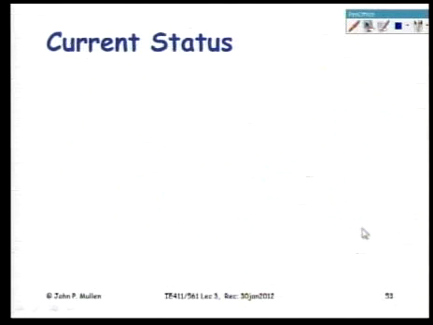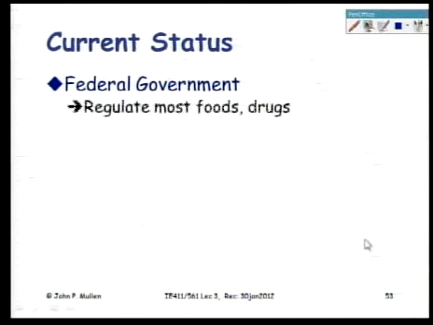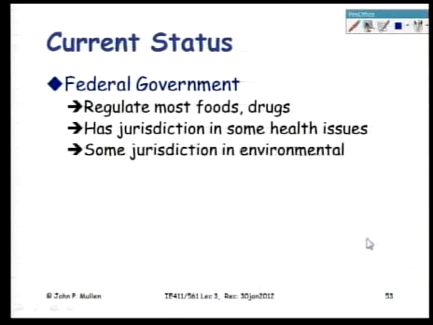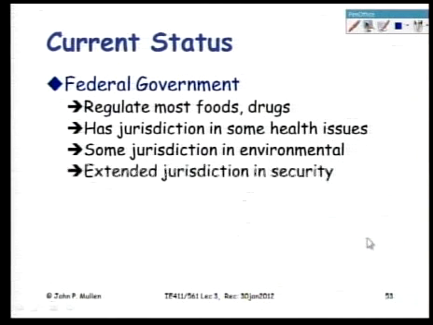Okay, current status. The federal government regulates most foods and drugs, has jurisdiction in some health issues, some jurisdiction in environmental issues, and extended jurisdiction in national security. I mean, if someone in government gets mad at you, they can say, oh, you're a threat to national security, and you're done for. Right? That's the biggie right now.